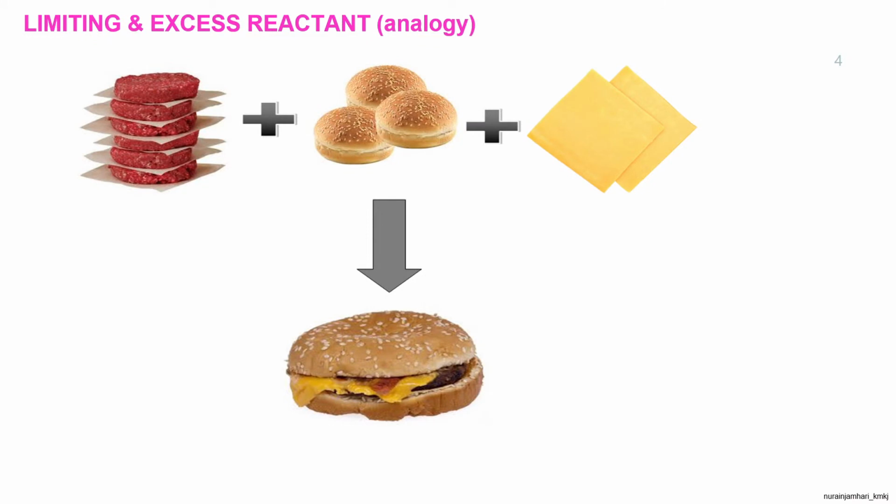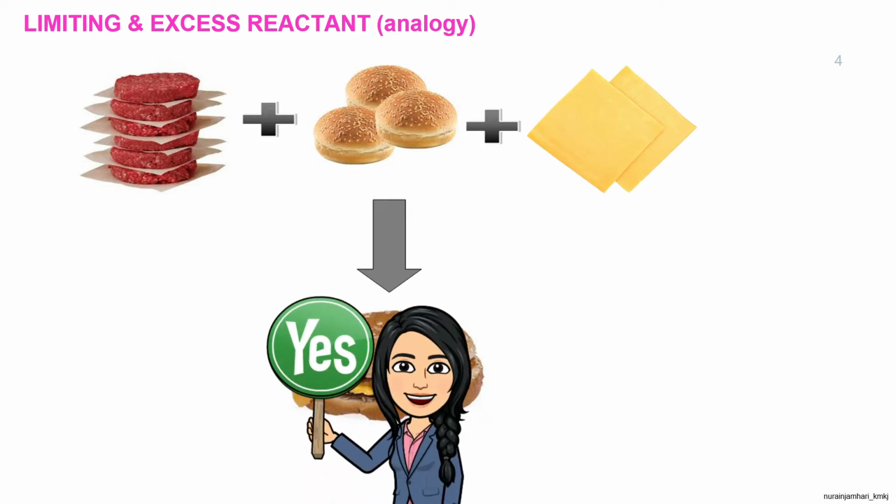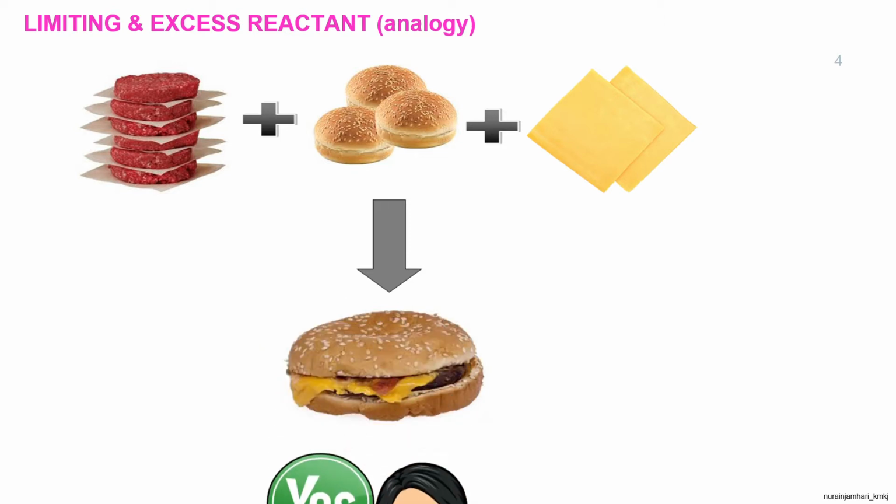This is an analogy about limiting and excess reactant. Do you guys like burger? Yes, right? But not this one, since it has no vegetable. Let's get back to our analogy.